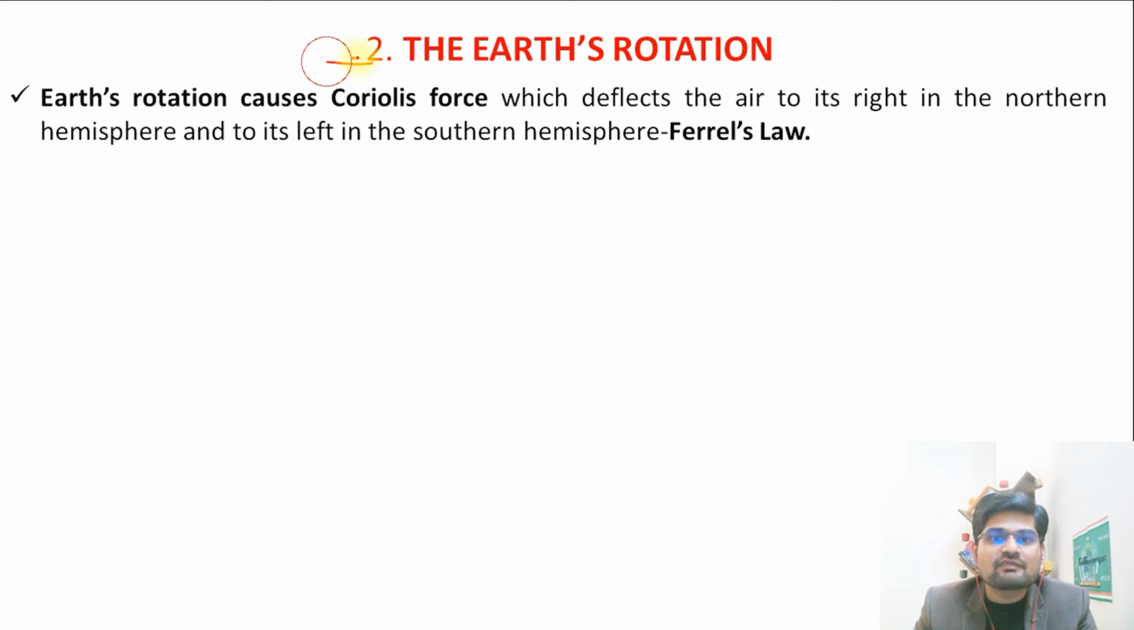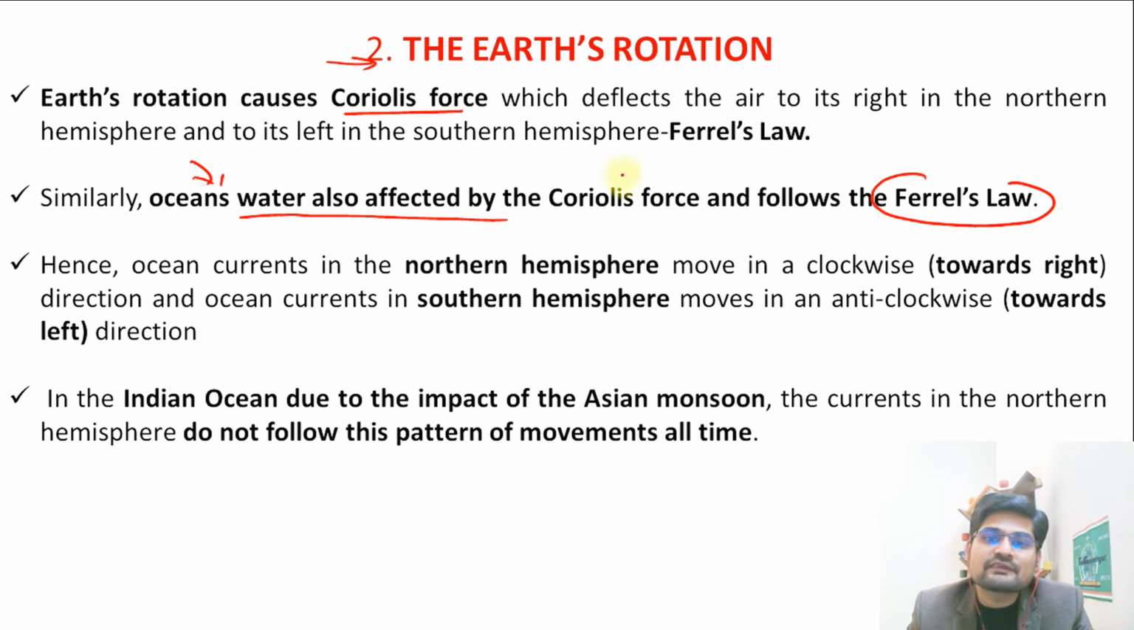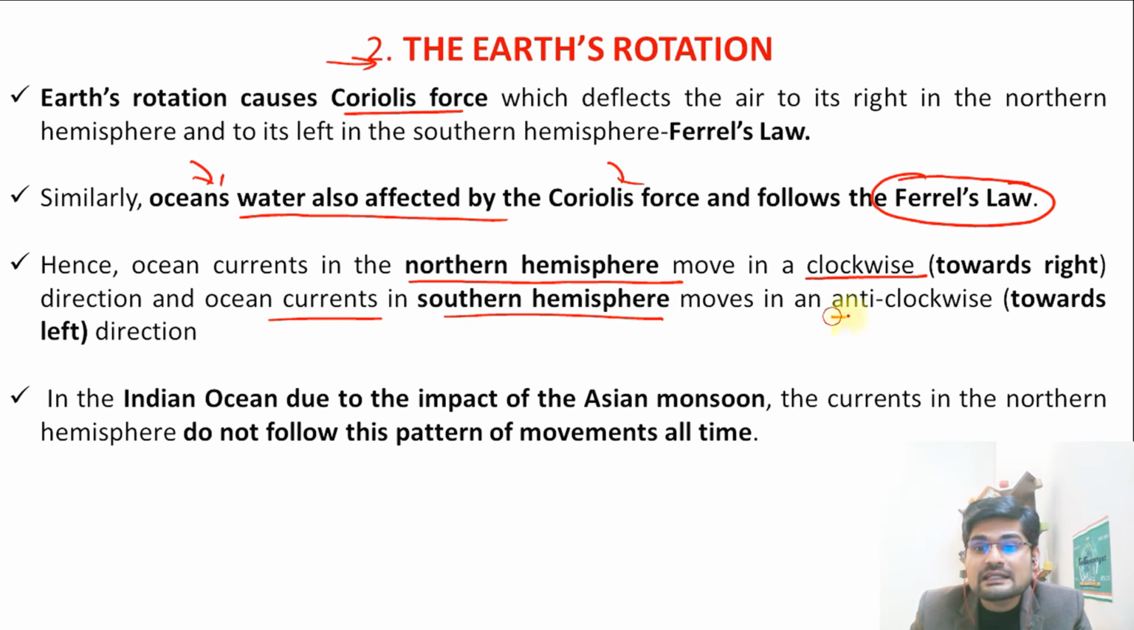Then the second important factor is the Earth's rotation, and remember the Coriolis force is the most important factor here. We already know that ocean water is affected by the Coriolis force, and that is governed by Ferrel's law. Hence what happens? Ocean currents in the northern hemisphere, now remember, are clockwise. It's not anti-clockwise. Remember, it is clockwise, that is towards the right direction, and ocean currents in the southern hemisphere move anti-clockwise, that is towards the left direction.